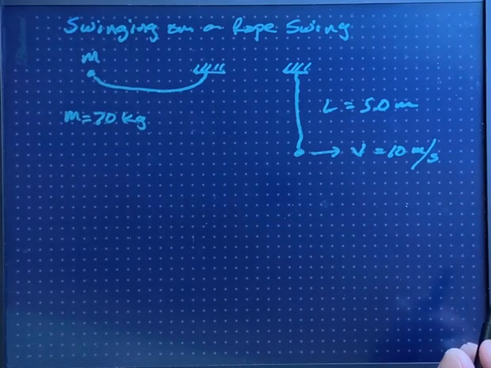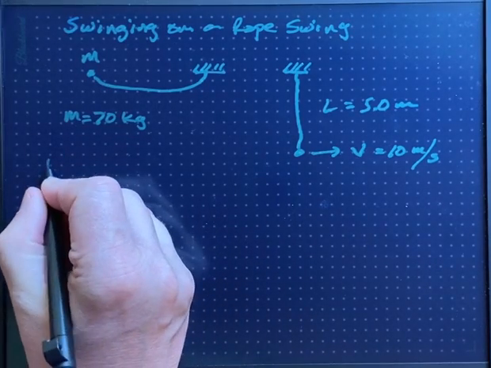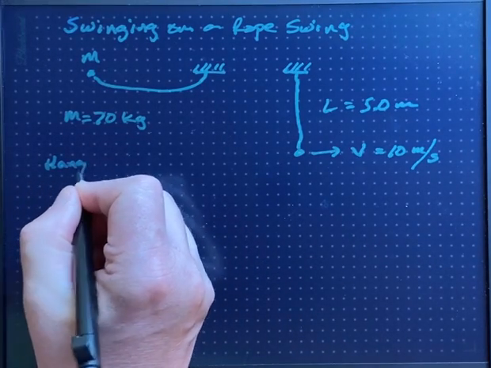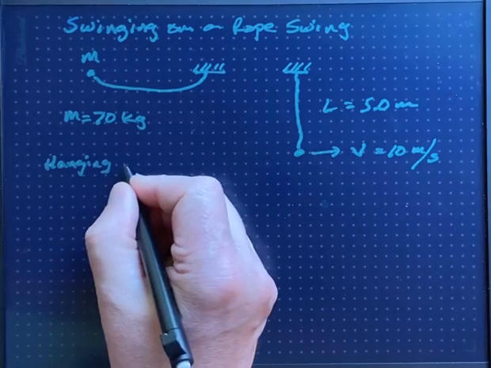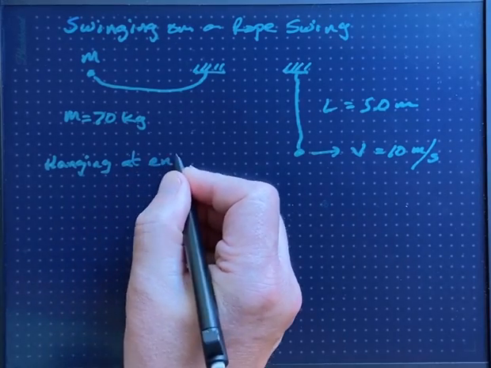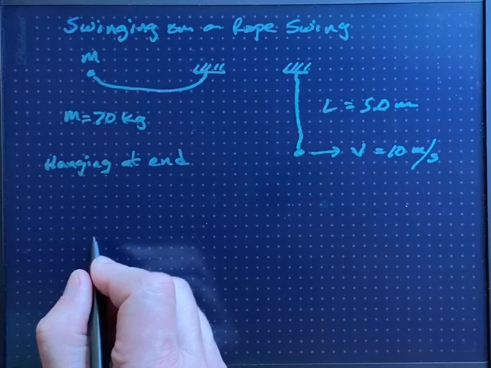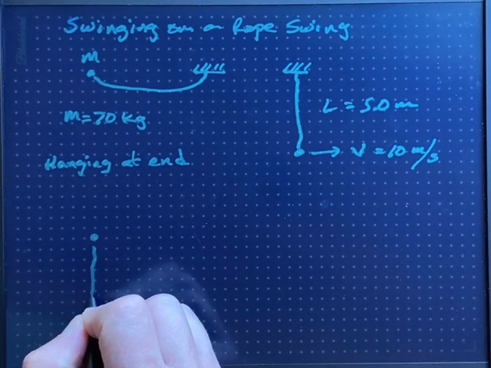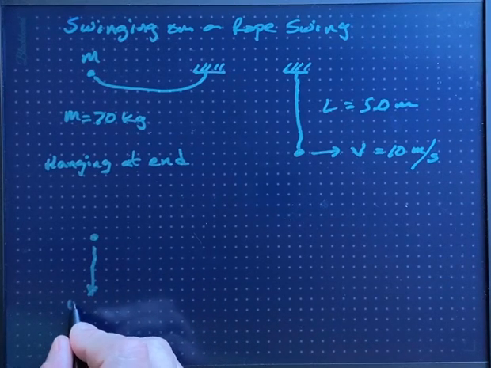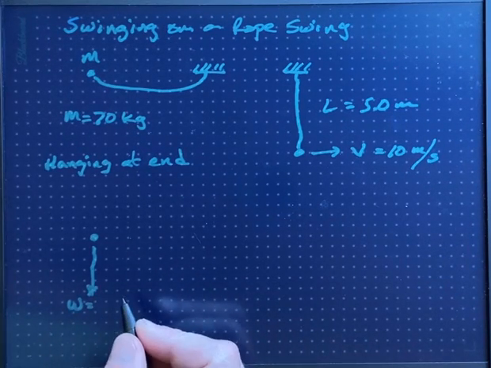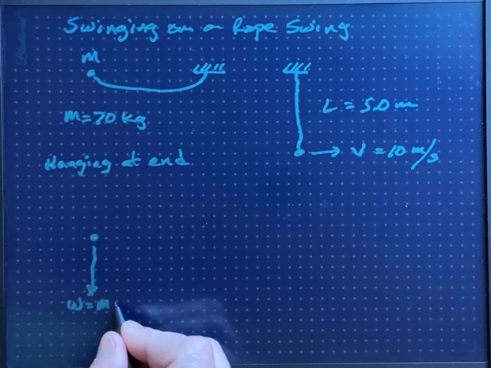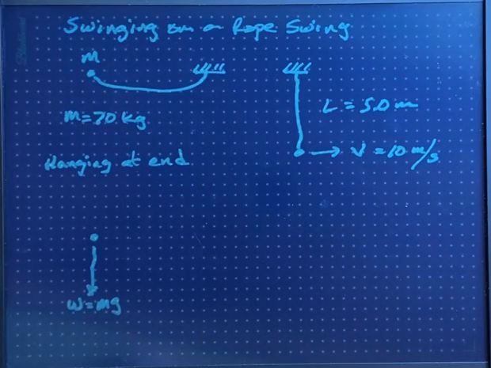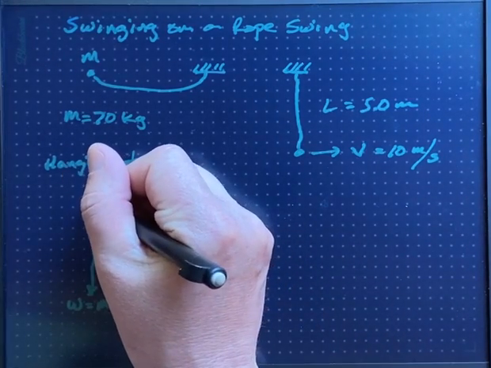So let's first of all figure out how strong the rope would need to be if you were just hanging statically at the end of the rope. So you're hanging at the end of the rope. What would a diagram look like? Well, the weight vector would point down, the force on you by the earth, and you would calculate that by using mg, and then the rope would pull you up.